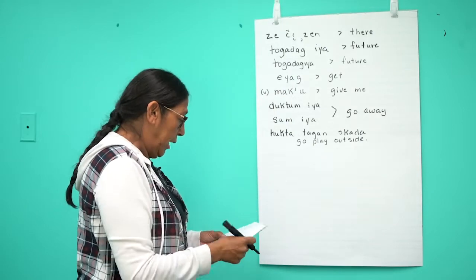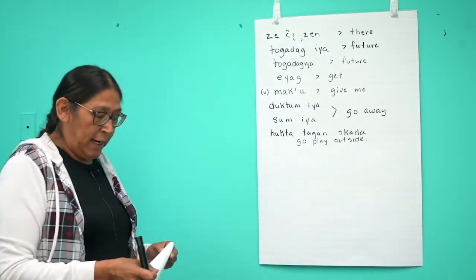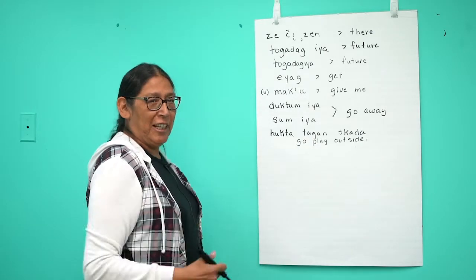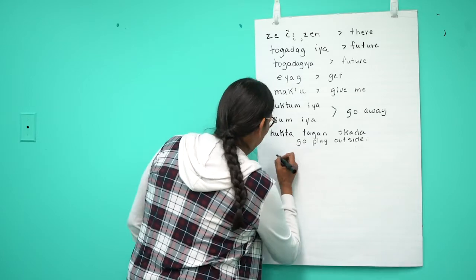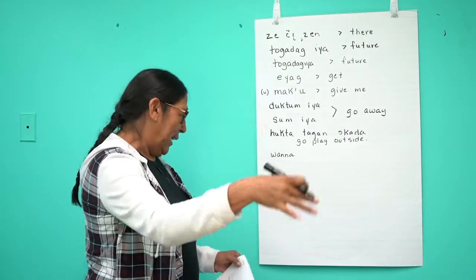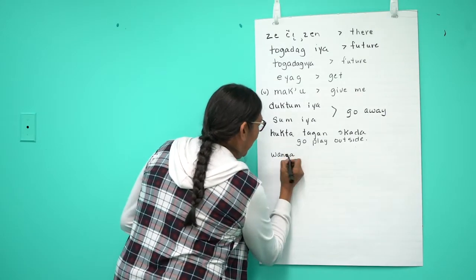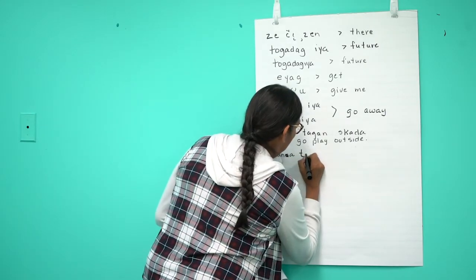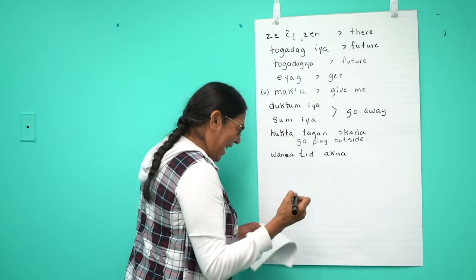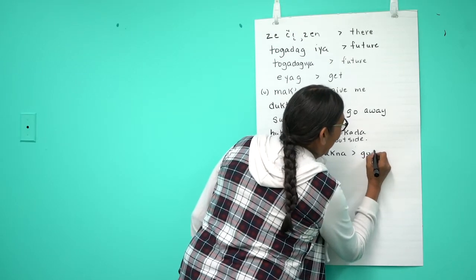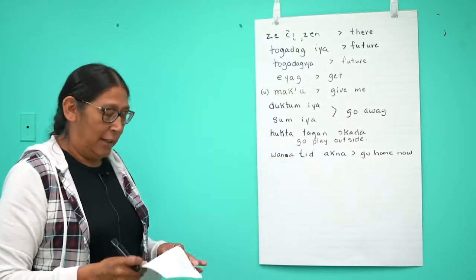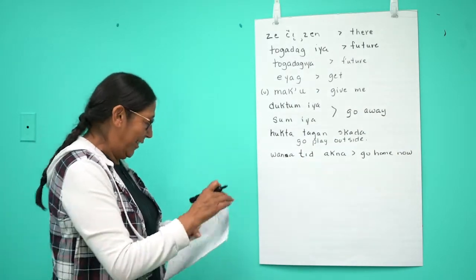Hukta tagan shkada. Wana tida akna. Usually after you tell them to go play outside, this is what you tell them. Go home now. Wana tida akna. It's when you send them outside and they're trying to come back inside. That's when you say it. Sorry, I spelled my wana wrong. Talking too much. Go home now. So you can tell all your neighboring kids when you've had them too much on the trampoline.